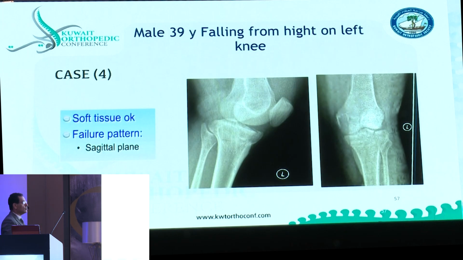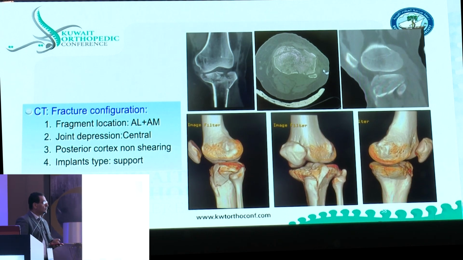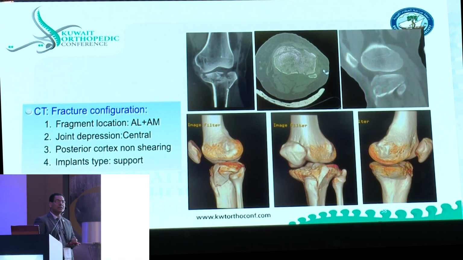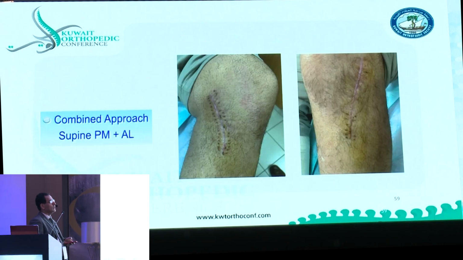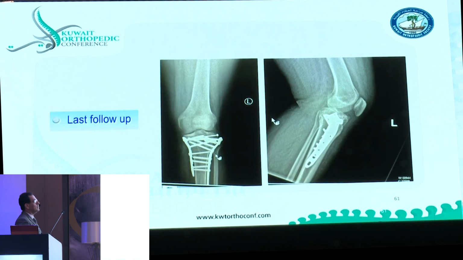The fourth case, soft tissue is okay also, failure pattern sagittal plane. This is a tricky case. What will you do, single approach or dual approach? The CT will help you. You have two condyles, medial condyle and lateral condyle, and the posterior cortex, shearing or non-shearing. For this, we need only to apply a supporting plate, not a buttressing plate. This is our incision, anterolateral and posteromedial in supine position. And this is the post-op X-ray. And this is the last follow-up.